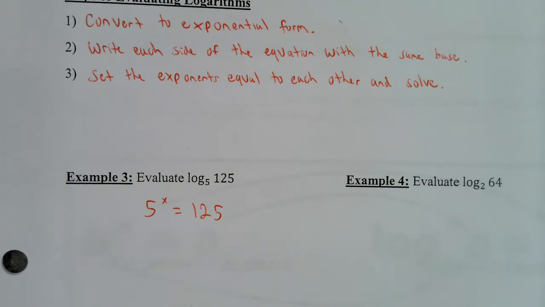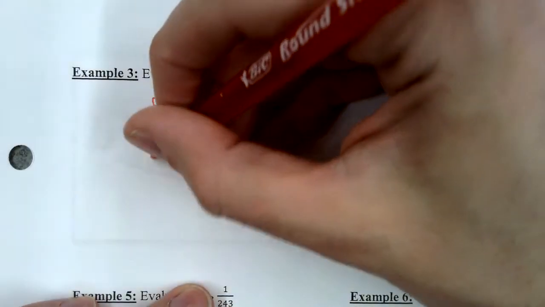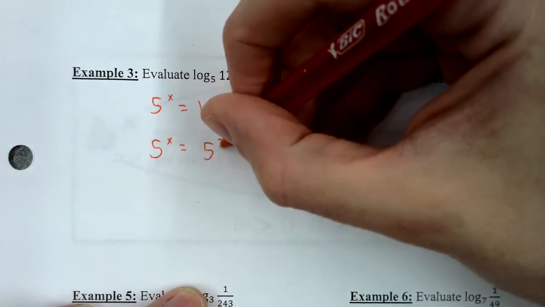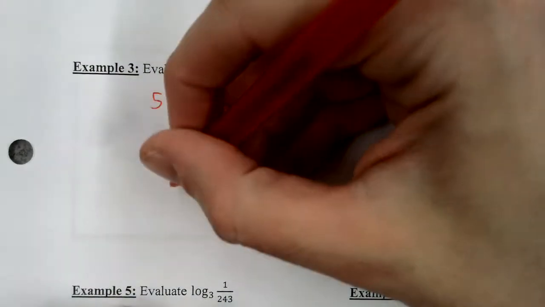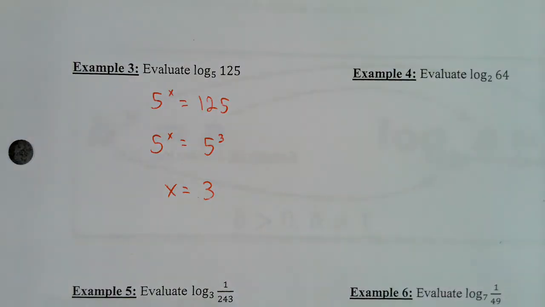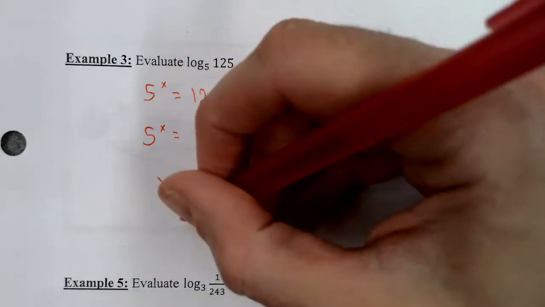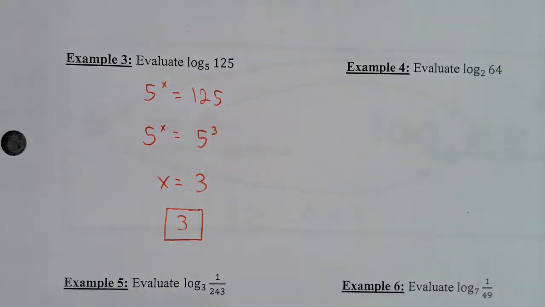Step 2, write each side of the equation with the same base. I can rewrite 125 with the base of 5, because 125 is 5 cubed. So 5 to the x power equals 5 cubed, which means x equals 3. So that is my answer. My answer is 3. Since there was no x in the original problem, I'm not going to circle x equals 3. I'm just going to circle a box in 3, because there was no x. Okay.